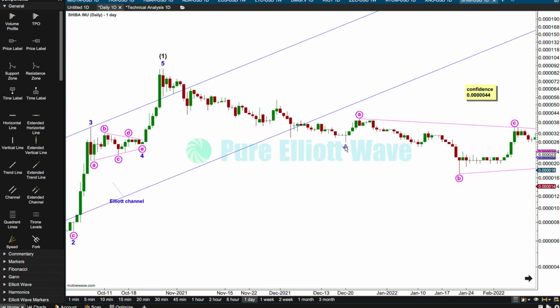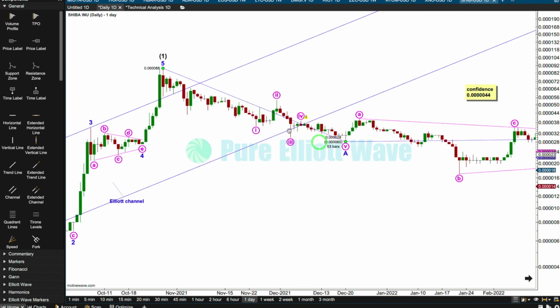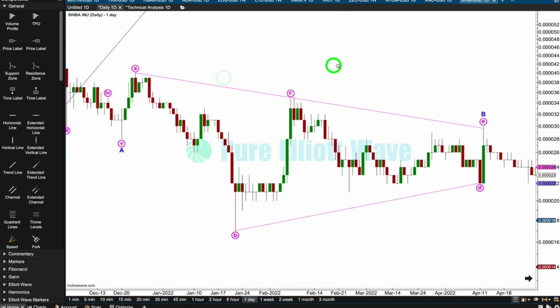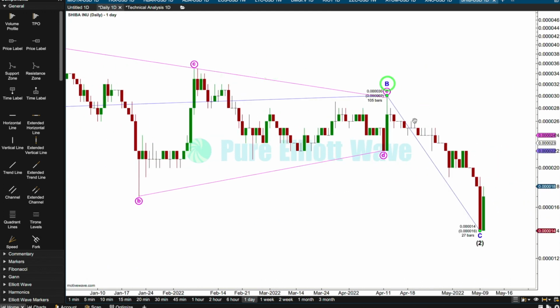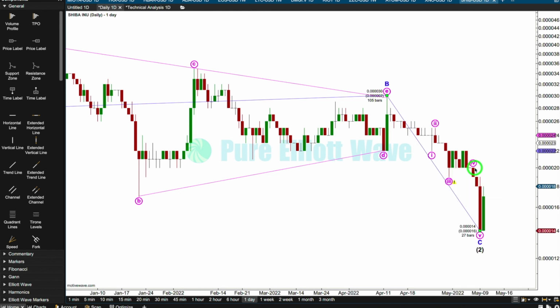I don't know if this is going to subdivide as a decent 5 wave structure. I can't see the 3rd wave in there. No, I don't think I want to spend too much time on this actually, because I don't think there's enough volume for good looking Elliott wave structures for this particular coin.